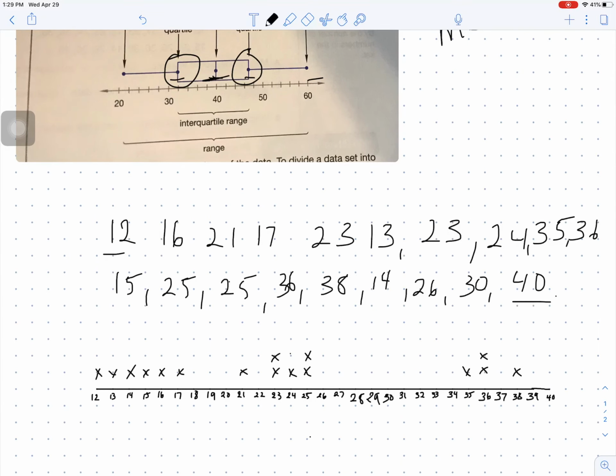We have a 14. There, my 14. We have a 26, and a 30, and the last one being 40. So I think I've got them all put onto this line plot. That makes quite a bit of sense, right? That was part A that it's asking us to do.